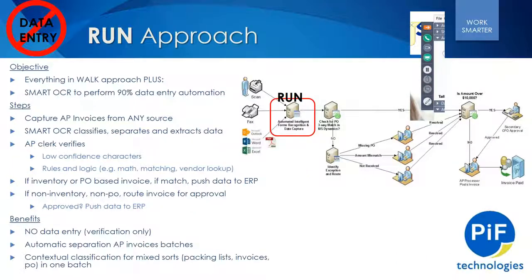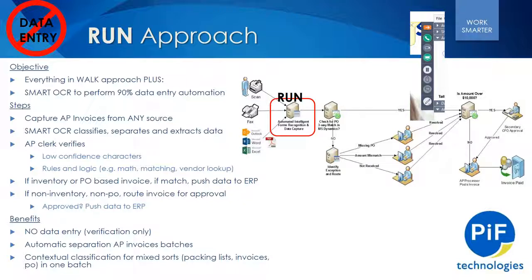And I guess the run approach is kind of the end-all be-all. This is the kind of home run here, where we try to reduce all data entry. Certainly, even with our Smart OCR technology, we're reducing the data entry almost completely, there is a validation verification process. So in this particular capability, we're capturing invoices or sales orders or other unstructured documents from any source, scanner, MFP, fax, email. We're then automatically classifying it as an invoice, sales order, or packing list, separating the documents.